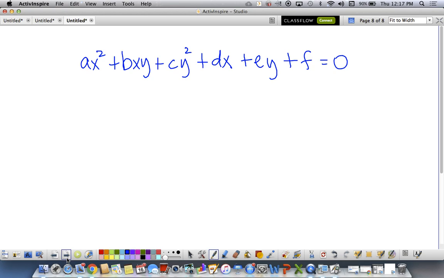Yes. Now it goes on to specify if A, B, C, D, E, F are real numbers. If the coefficients A, B, and C are 0, what happened to our first three terms? They zeroed out. You have dx plus ey equals f, which will be a straight line. Could we rearrange that into a line? y equals mx plus b. Technically, a straight line is a conic.